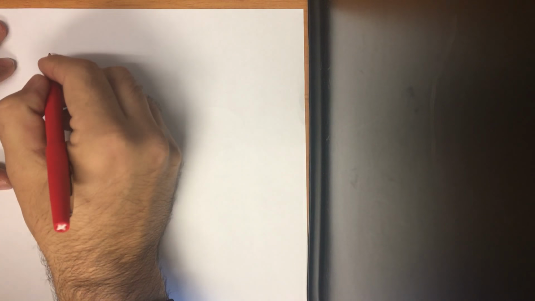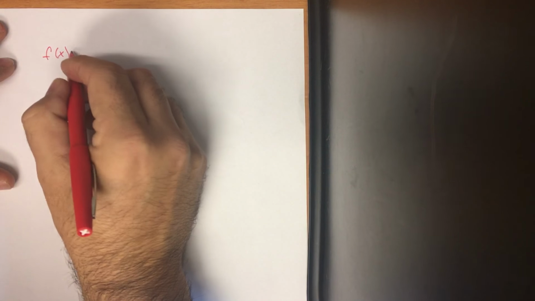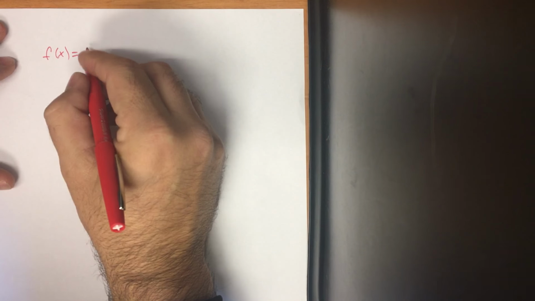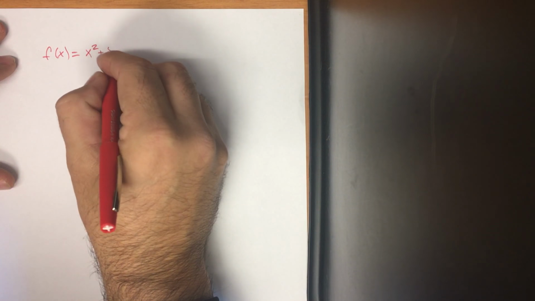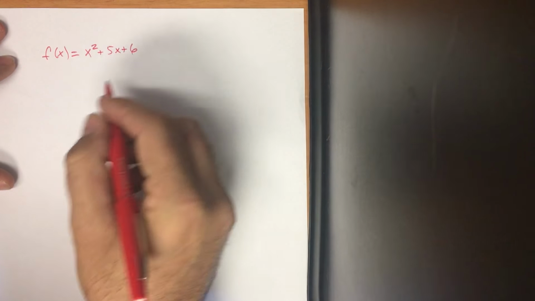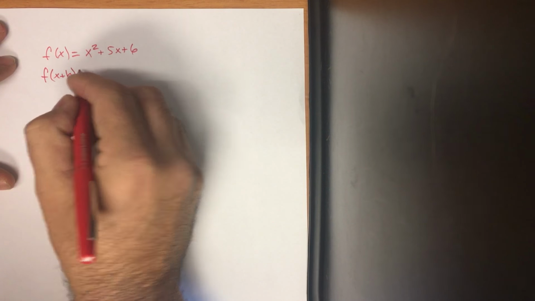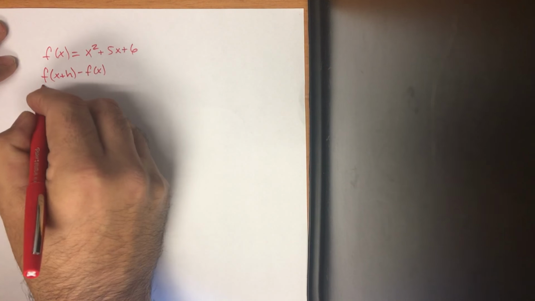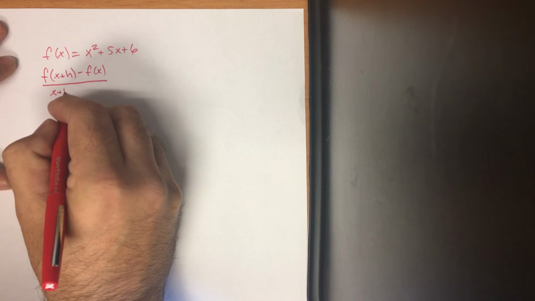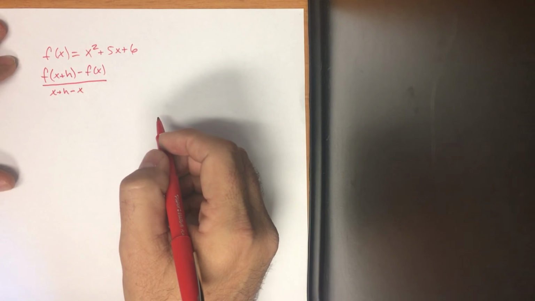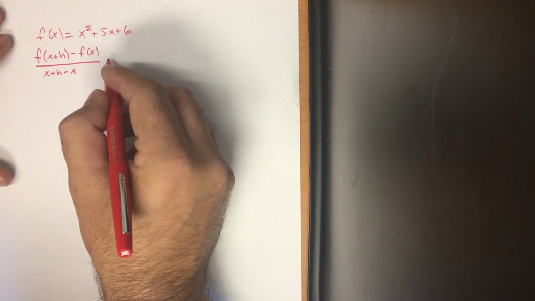All right, so we're going to do a difference quotient problem. So if I had something like f of x equals x squared plus 5x plus 6, and I wanted to do f of x plus h minus f of x divided by x plus h minus x. So we're going to have to be real careful here.